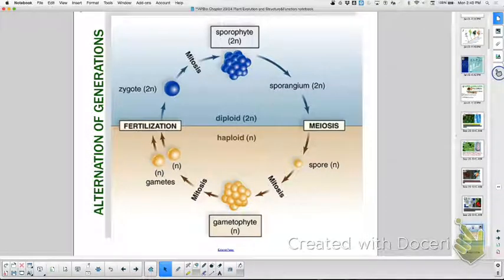Next key thing is alternation of generations. Do you and I do alternation of generations? We do not, okay? Our whole body is diploid. Our ovaries or testes are still diploid. But within our ovaries and testes, we have an area where we do meiosis to make our gametes.